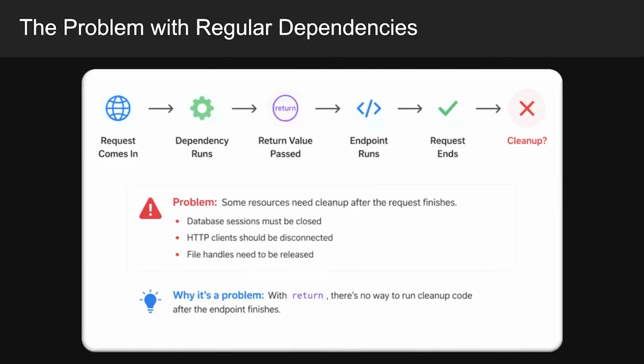But some resources need exactly that. Database sessions must be closed. HTTP clients should be disconnected. File handles need to be released. If you don't clean these up, you end up with leaked connections and resource exhaustion in production. That's the gap yield fills.